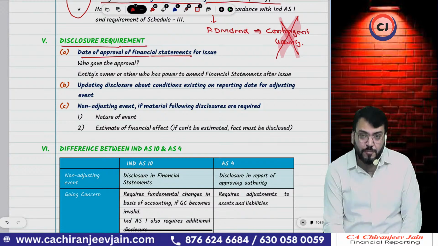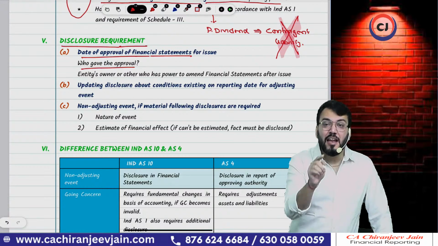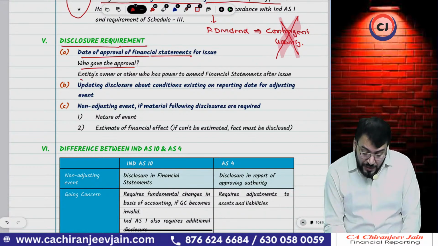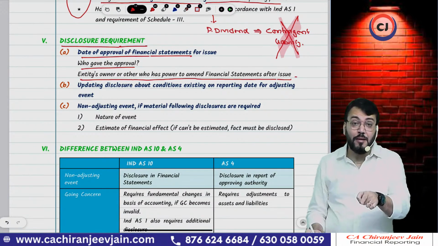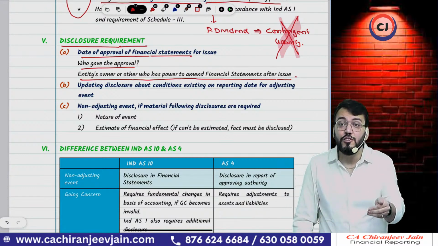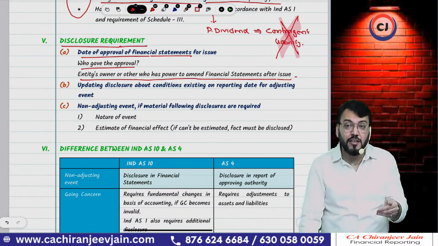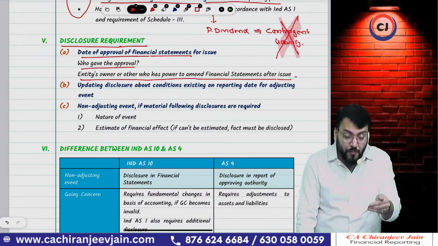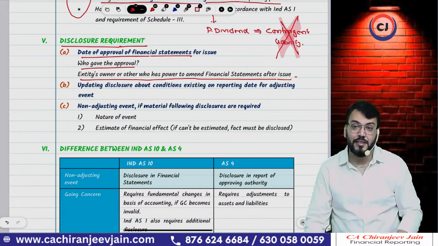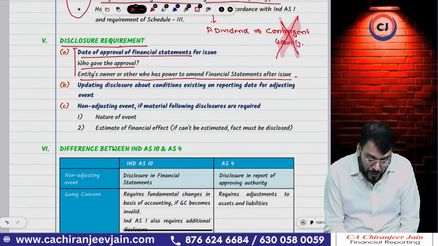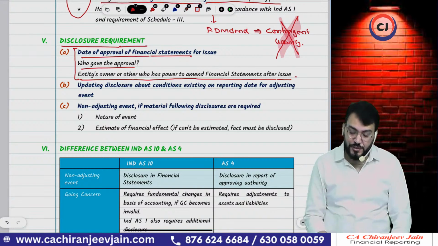Date of approval of financial statement. You should mention the date of approval. Who has given approval? The name of the director who has given the approval. Entity owner or other who has the power to amend financial statement after issue. Understand? I have given an example: there may be some power given to an officer or owner to reopen the books of account. Correct? So if there is any owner or other officer who has the power to amend the financial statement after issue, then the name of that person also needs to be given. These disclosures were not in AS 4. AS 4 was silent about this particular disclosure.